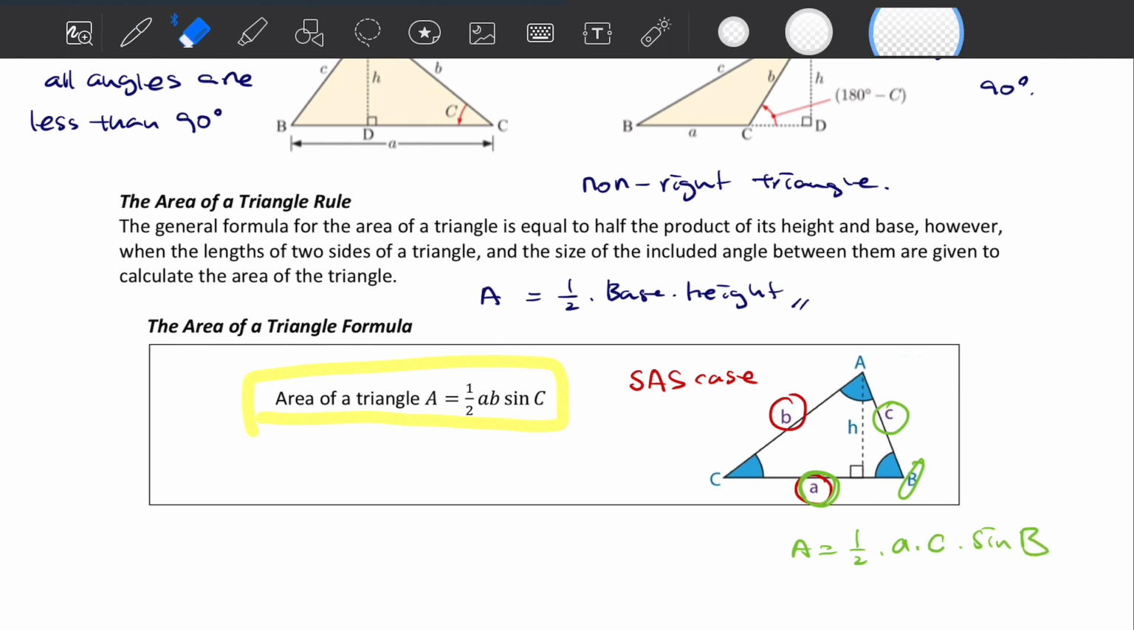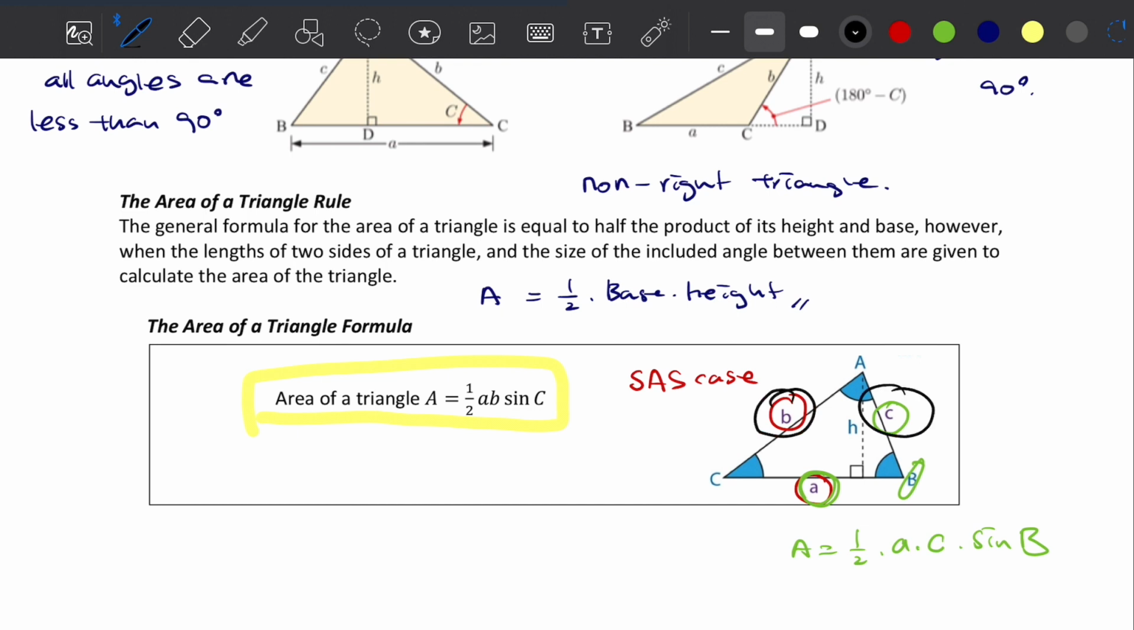Or if you know the sides B and C, and the angle A, then we can calculate the area again using 1/2 times the two known sides, B and C, and the sine of A. So depending on which sides and which angle you know, the variables change, and because the variables change, you can change the letters in the formula, right?